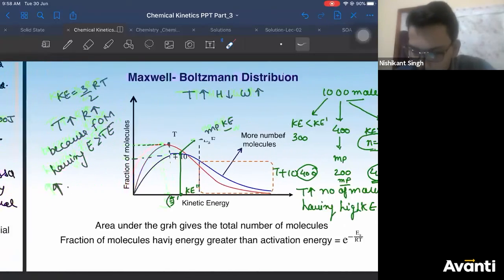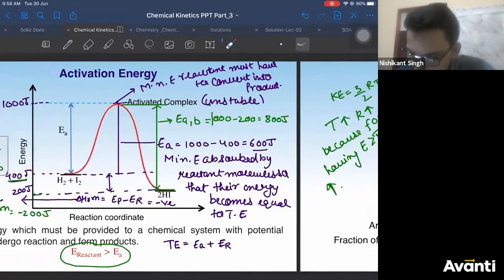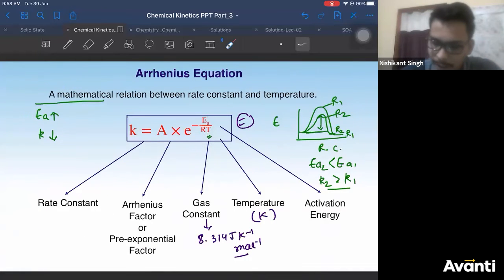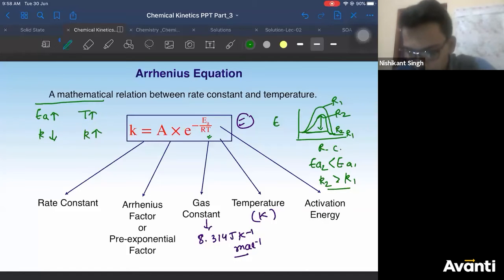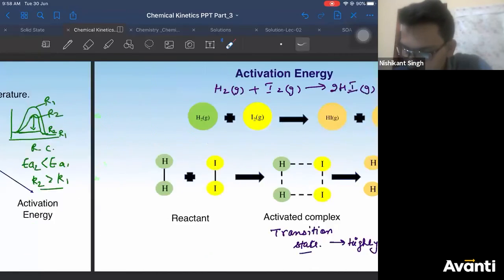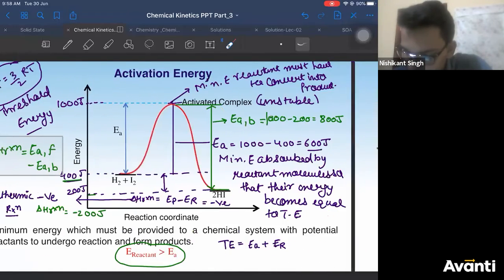So yeah, this is the effect, guys. I think we have explained the effect of activation energy also. We have explained the effect of temperature also. Let us write it here. As you increase temperature, rate of reaction increases. So activation energy increases, rate decreases; temperature increases, rate increases. In short, right? So let's move ahead then.